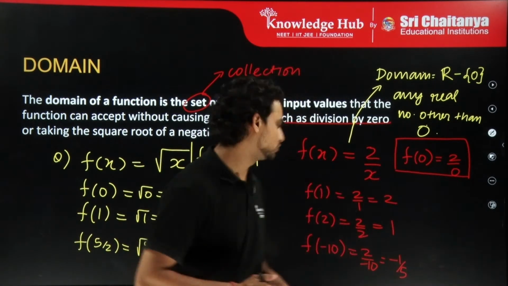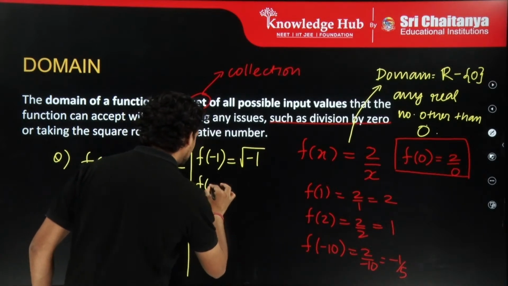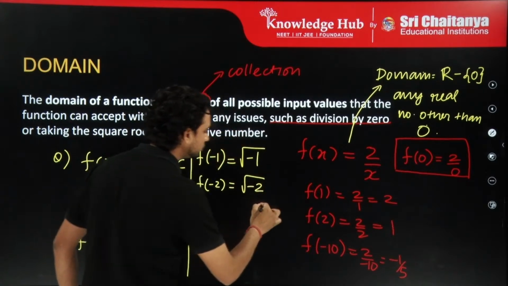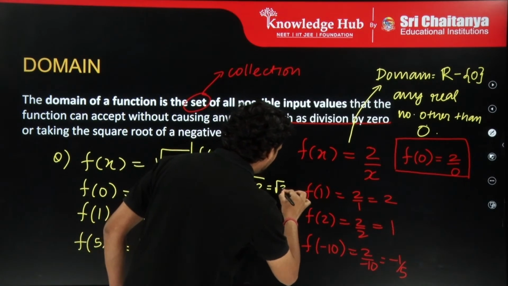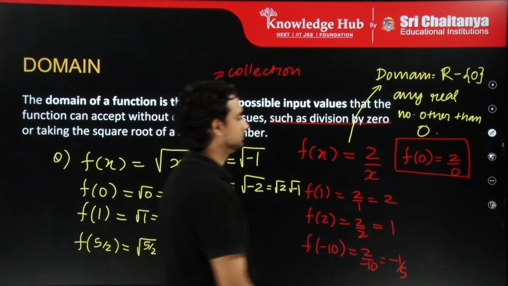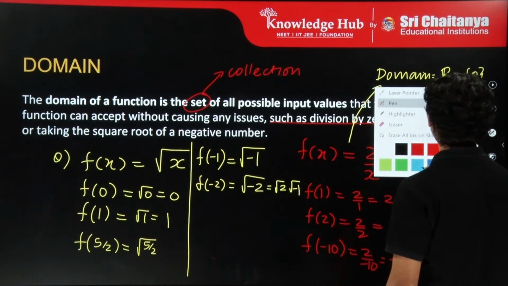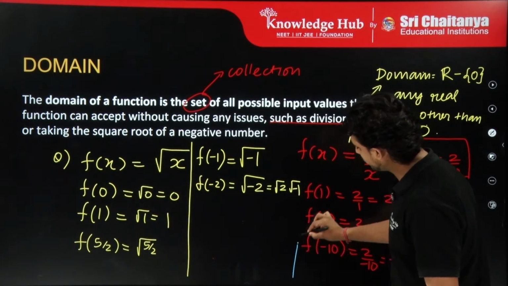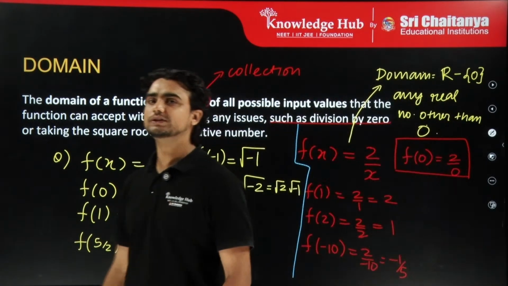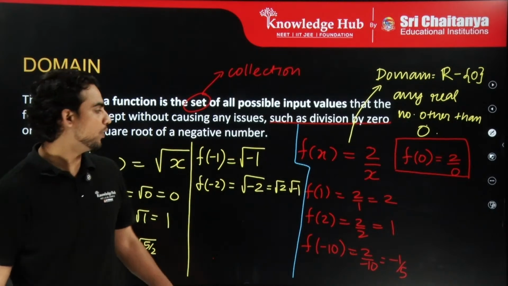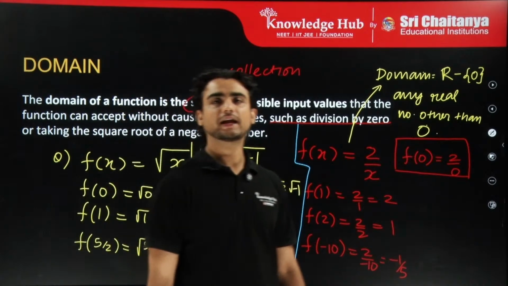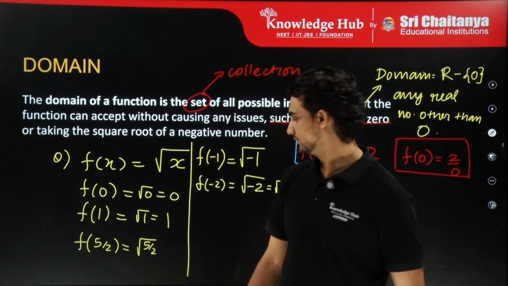Let's talk about minus 2. f of minus 2. What is root of minus 2? It will be root of 2 into root of minus 1. Now is this possible? Root 2 is 1.414. But what about root minus 1? That is again not possible, right? So now minus 2 is also not possible. Any negative value is not defined. I cannot give that as my input.